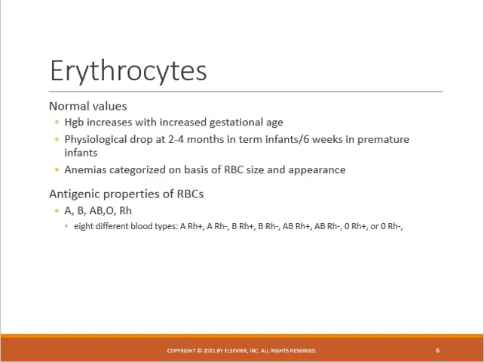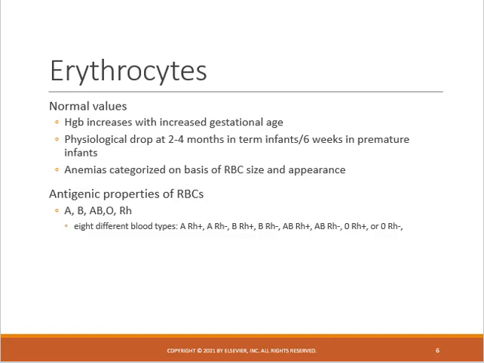In the book on page 739, there is table 39.1, which gives age-specific blood cell ranges. I encourage you to look at that. It is broken down into gestational age up through adulthood, but you will notice that the hemoglobin increases with gestational age, and then there is a physiological drop approximately 2 to 4 months after the baby is born.